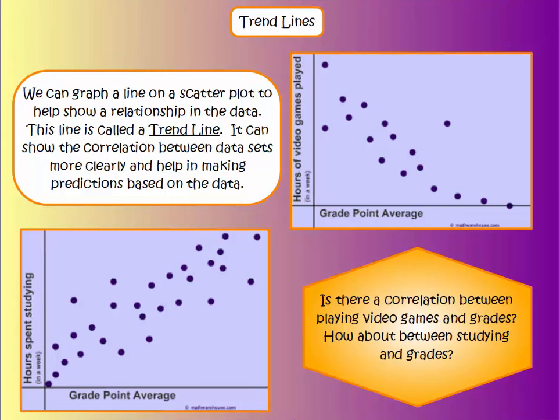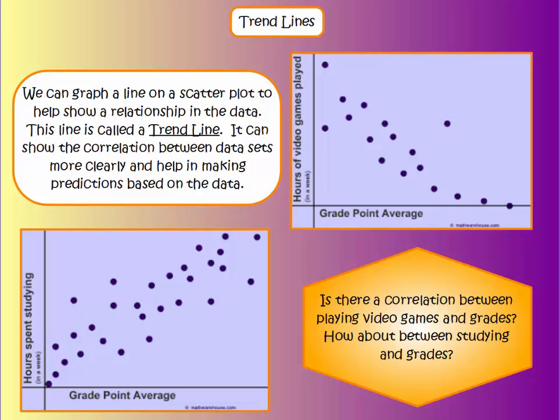Trend lines. So what we see here is kind of what I just did with the positive and negative correlations and how I drew lines on there. What we'll see here is that we can graph a line on a scatter plot to help show a relationship in the data. The line that we graph is called a trend line. It can show the correlation between data sets more clearly and help in making predictions based upon that data.